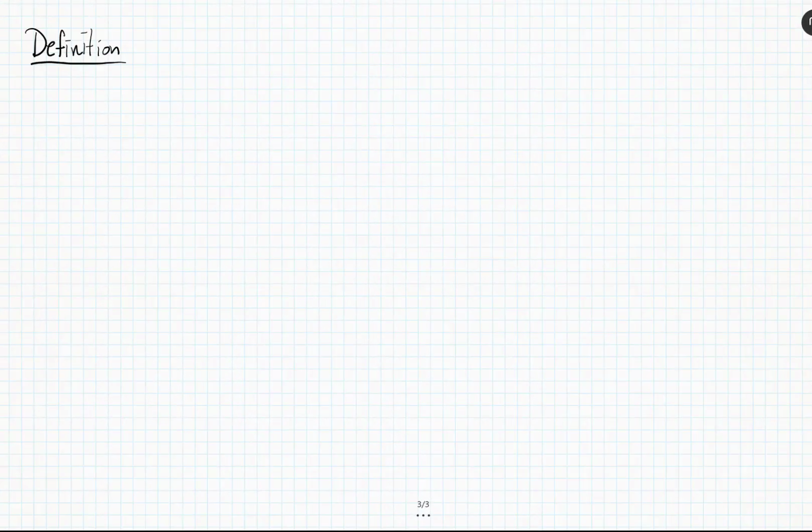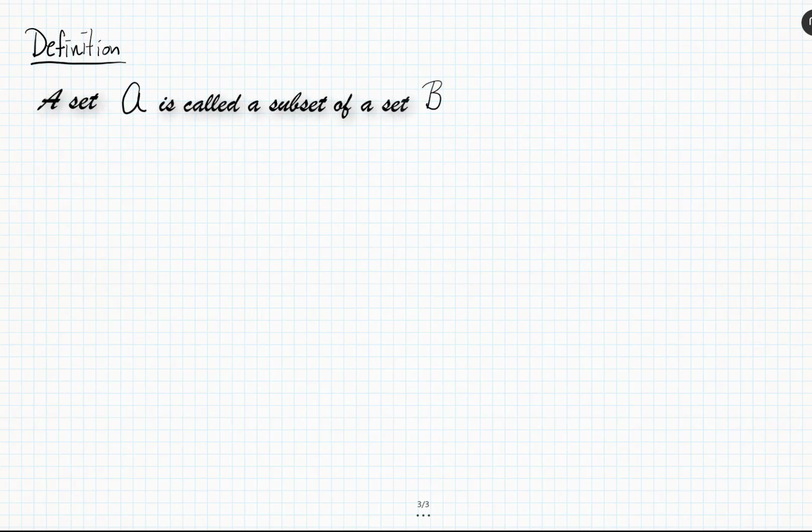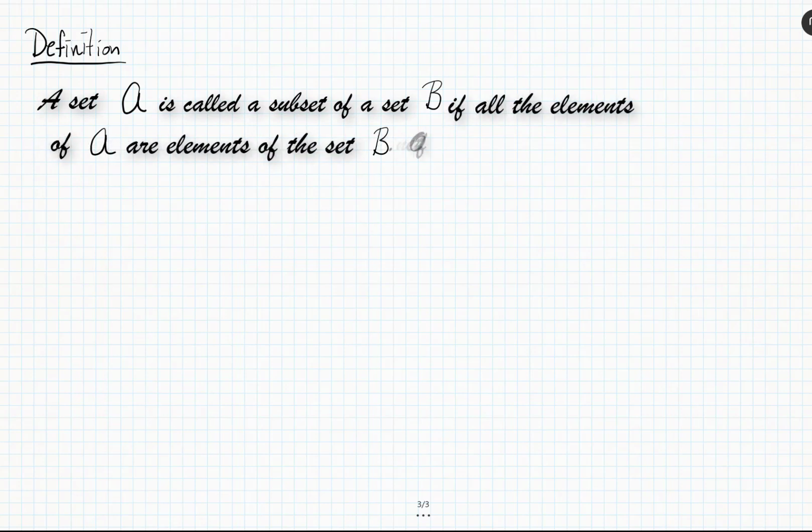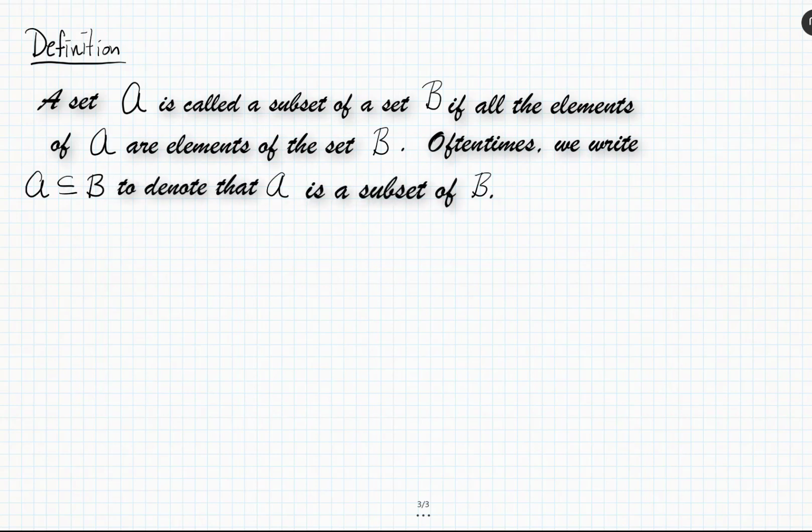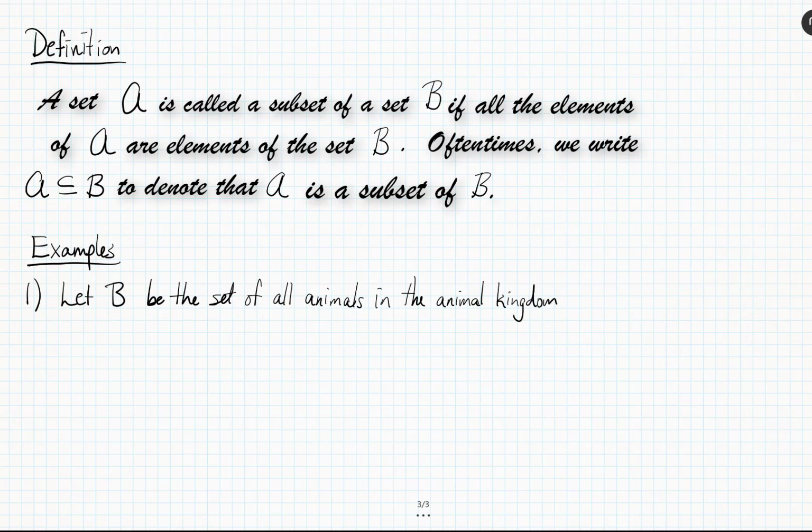Well, we want to look at these things called subsets. So a set A is called a subset of a set B if all the elements of A are elements of the set B. And then we have this fancy notation where it looks like a C with an underline, the underline meaning equality is a possibility, to denote that A is a subset of B. Now, examples of this. If we let B be the set of all, let's say, animals in the animal kingdom, and let A be the set of all, say, mammals, then A is definitely a subset of B.